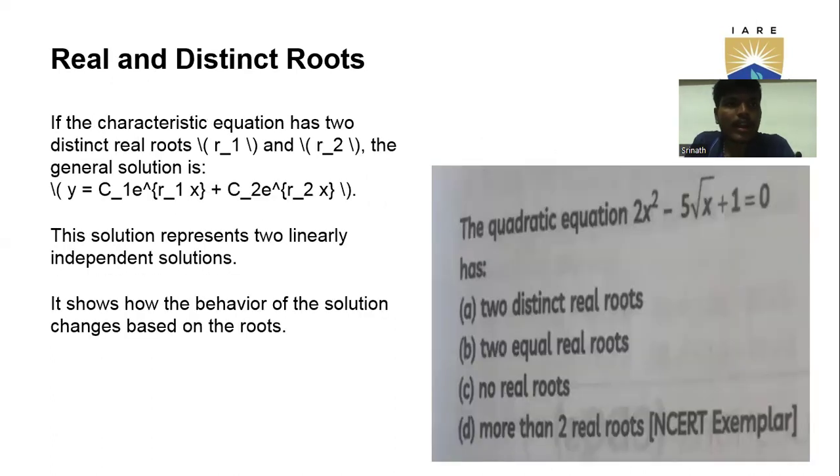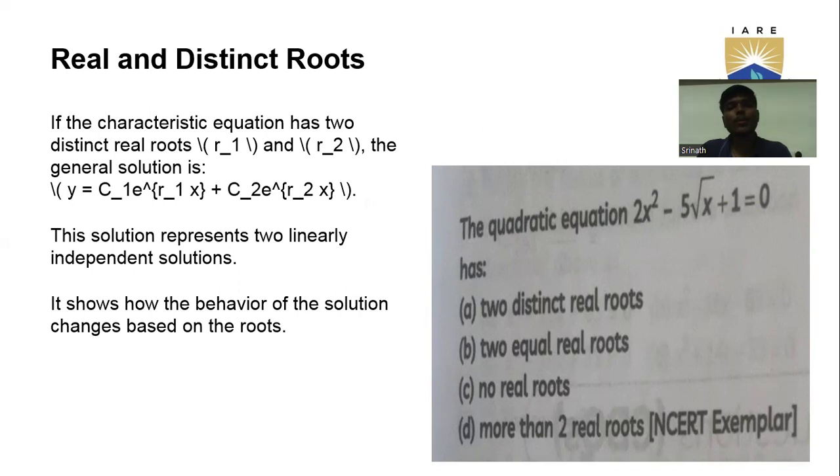And next is real and distinct roots. What are real and distinct roots? If the characteristic equation has two distinct real roots, r1 and r2, the general solution is y equals c1 e to the r1 x plus c2 e to the r2 x. This is when the characteristic equation has two distinct real roots.